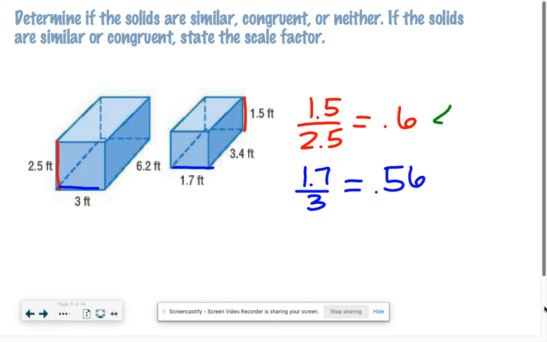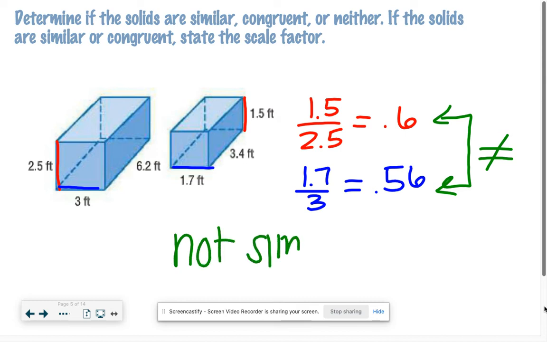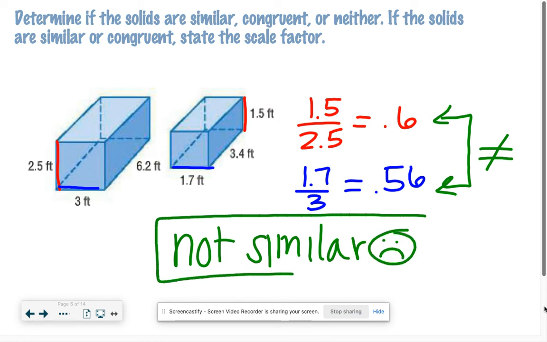Did we get the same thing here, folks? No, they're not equal, so these would be not similar. They're not the same. They're not similar. They're not proportional.